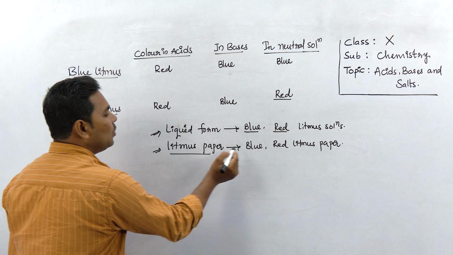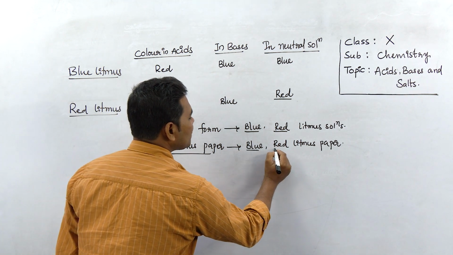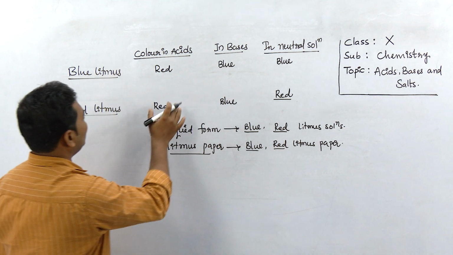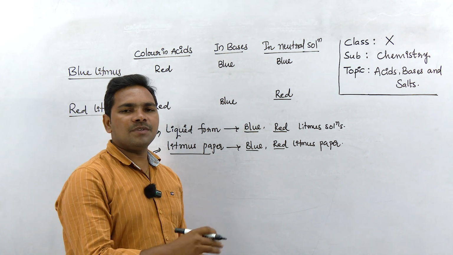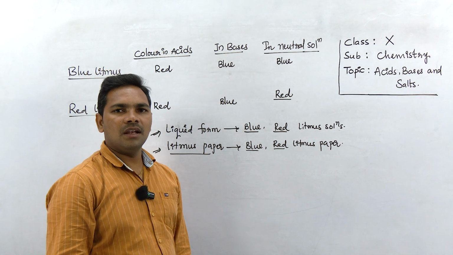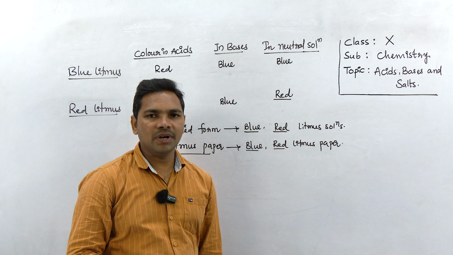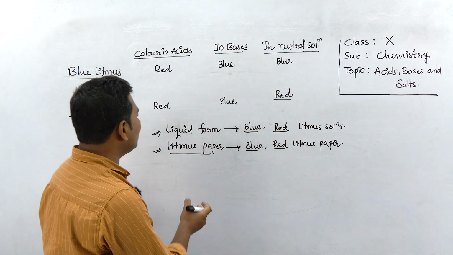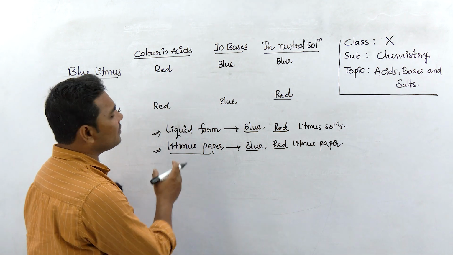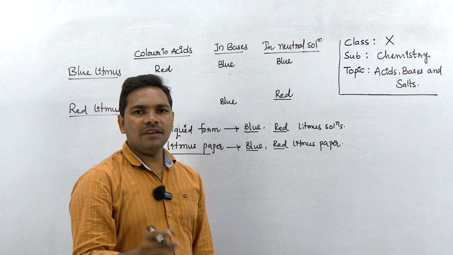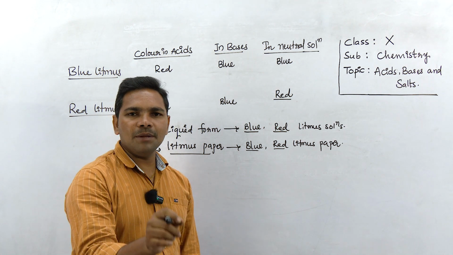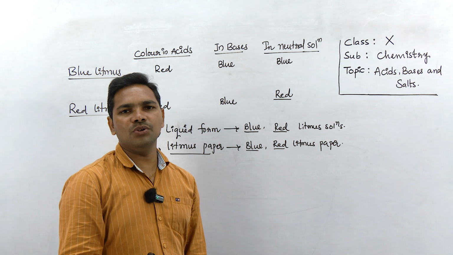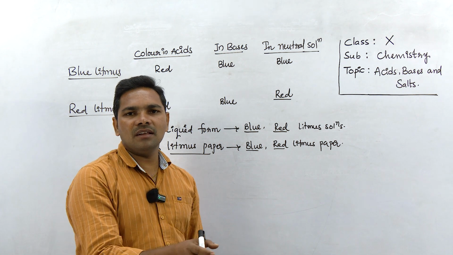We have already seen what changes in color are seen when these papers are added to acids. Now, I will ask you a question. You try answering this question. If a litmus solution or a litmus paper is dipped in an acid or basic solution, there is a change in the color.